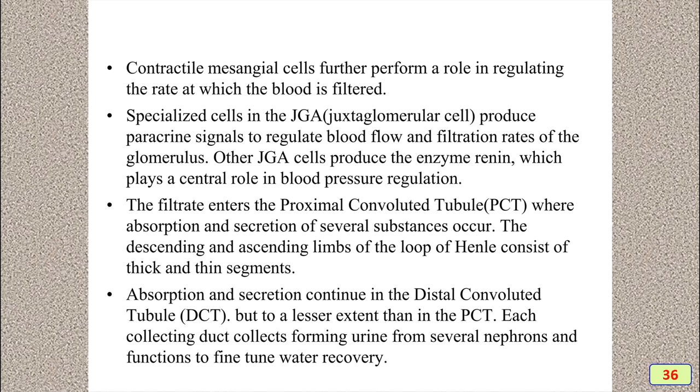Specialized cells, the juxtaglomerular cells, produce paracrine signals to regulate blood flow and the filtration rate of the glomerulus. Other juxtagranular cells produce the enzyme renin, which plays a central role in blood pressure. The filtrate enters the proximal convoluted tubule, where absorption and secretion of several substances take place. The descending and ascending limbs of the loop of Henle consist of thick and thin segments, followed by absorption and secretion in the distal convoluted tubule.